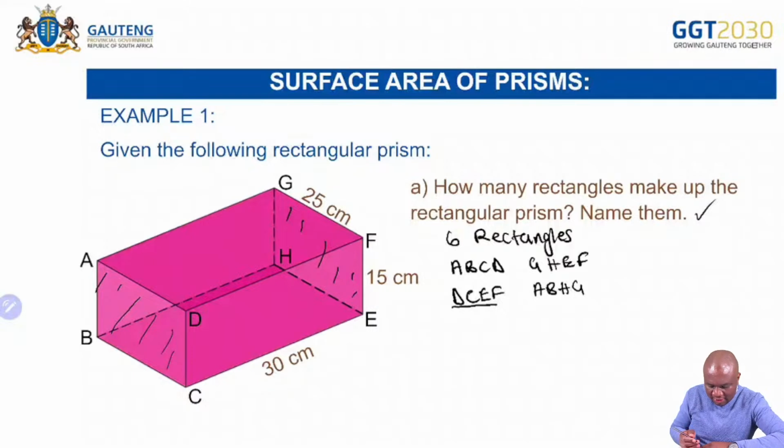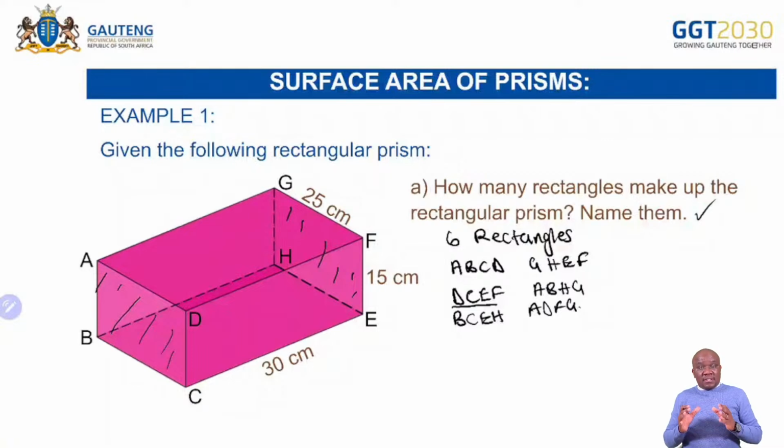And then the one at the bottom, BCEH. And then the one at the top is ADFG. So these are the 6 rectangles that are found in this rectangular prism. Okay, so we're going to use this when we're finding the surface area of a rectangular prism.